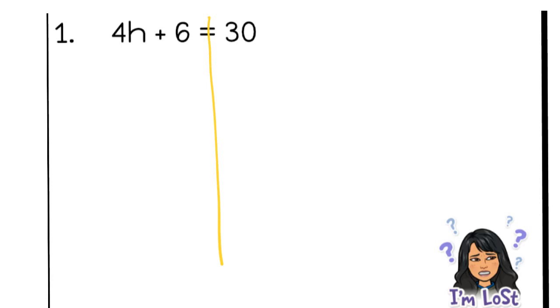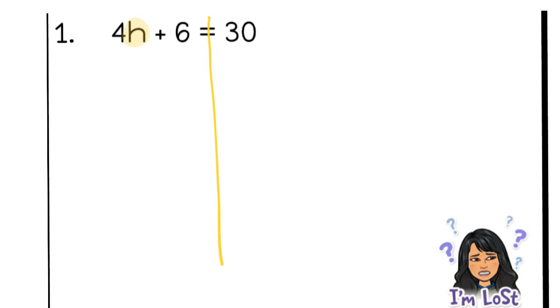Remember that your goal is always to get the variable alone. I always say get rid of everything around the variable clump. I call that a clump, but it's really a term. So you want to get rid of all the other stuff around the term before you divide. So what are we trying to get rid of here? We're trying to get rid of the plus 6.